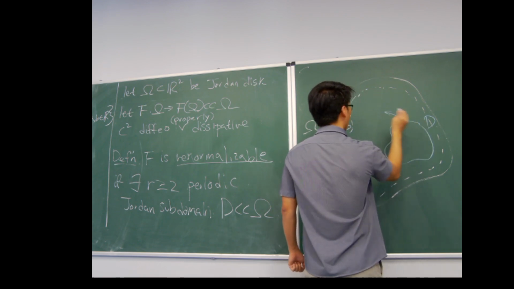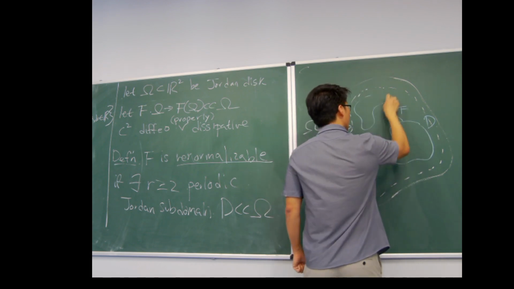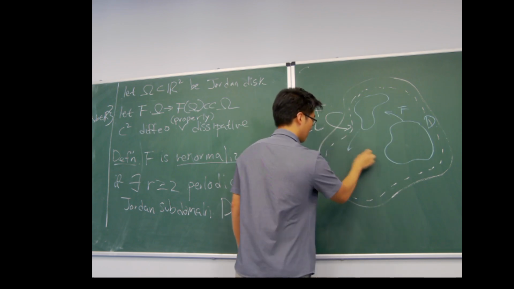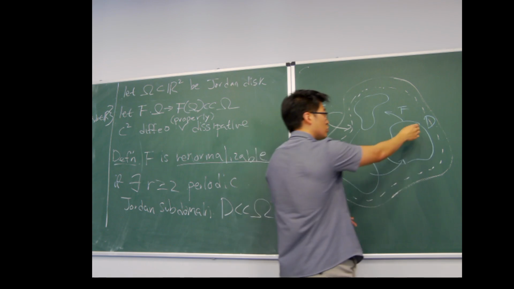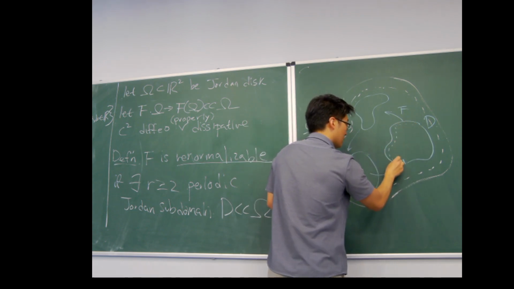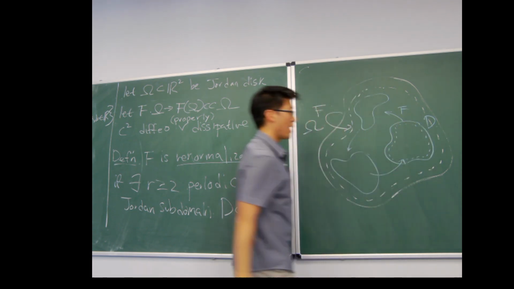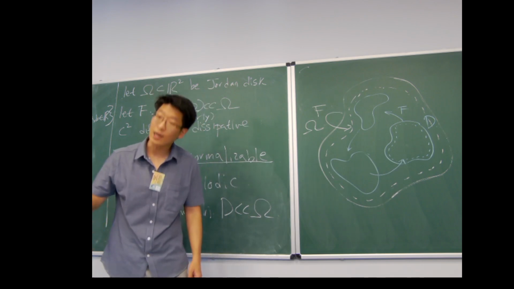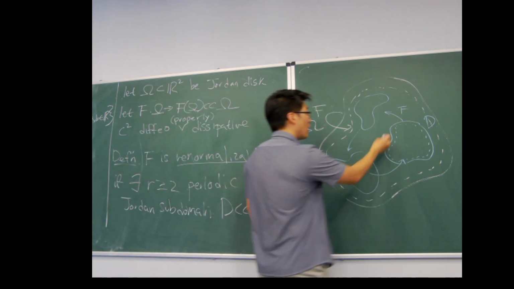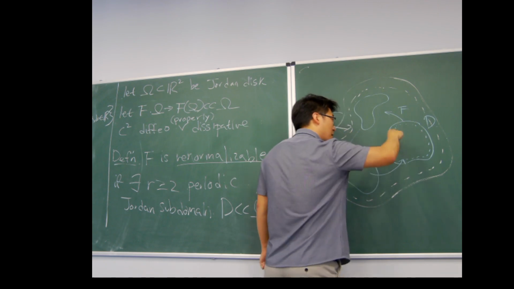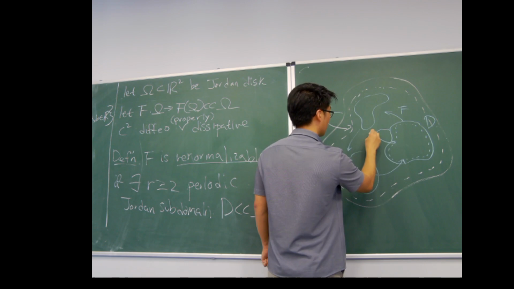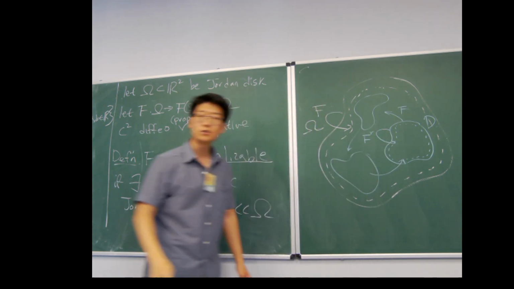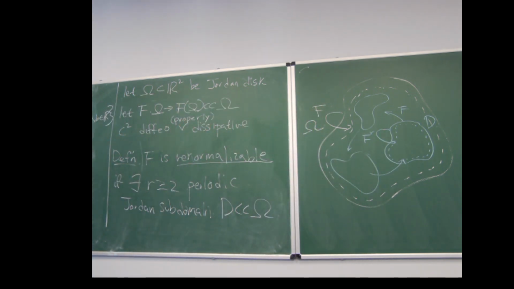So you map it once, it goes somewhere here, let's say. You map it again, it goes here. But then you map it r times, and it should take this subdisk and map it compactly into itself. So again, we have the self-similarity of a Jordan disk being mapped compactly into itself by a C2 dissipative diffeomorphism. Then we would say that it is renormalizable.